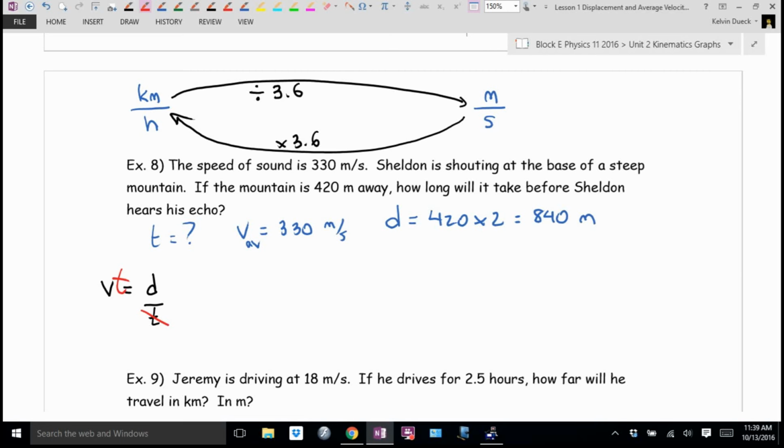Have I got the T by itself yet? No. There's another letter next to the T. What's the letter that's next to the T now? What's the V doing to the T? Adding, subtracting, multiplying, or dividing? How will I move the V over?